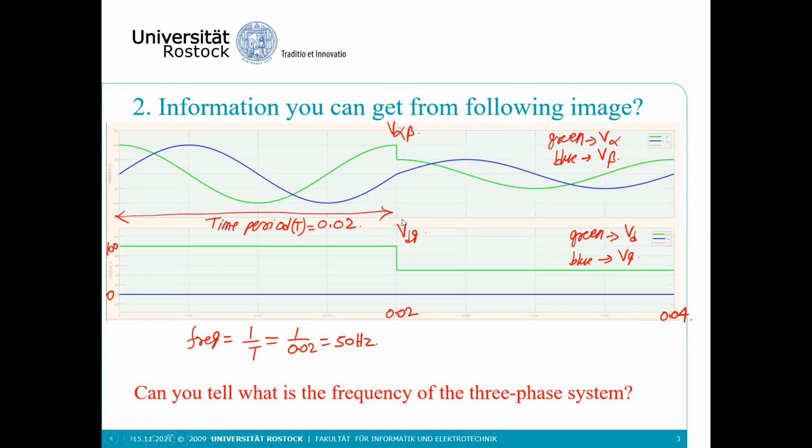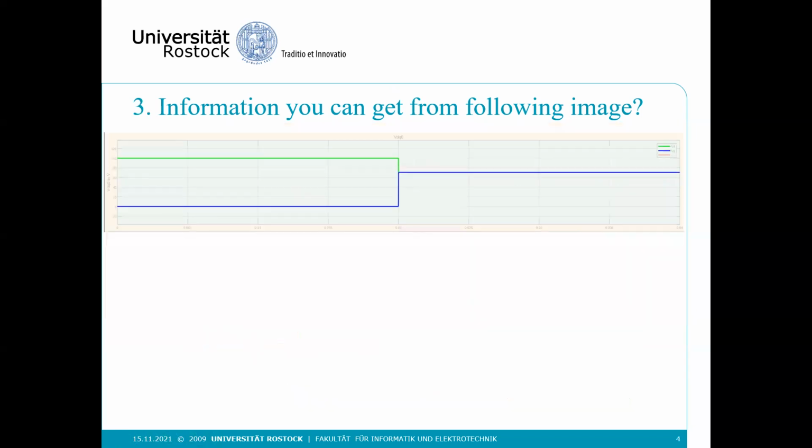So now let's go to another question. Again, the same thing. I will write it in DQ. Green is your VD, blue is your VQ, and of course, this is again 0.02, 0.04. Yeah, and this is your 100 and this is your 0. Now tell me what has happened.